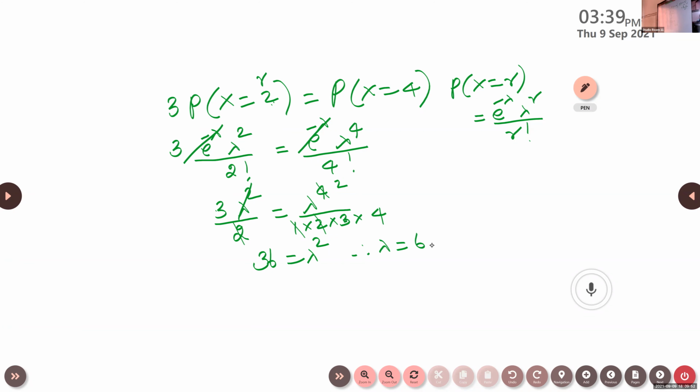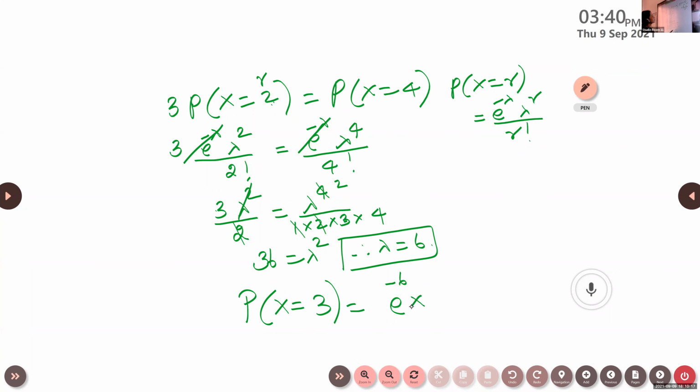Lambda is NP. It will not be negative. It will be a positive quantity only. N is number of items and P is the probability. Probability will not be negative. So we can take lambda. Although we are getting two values here, we take positive 6. Lambda is 6. Now what is asked? You are asked to find P of x is equal to 3. So P of x is equal to 3 means e raised to minus lambda, e raised to minus 6, lambda raised to 3, lambda is here 6 raised to 3 by 3 factorial. Substitute the value and simplify this.